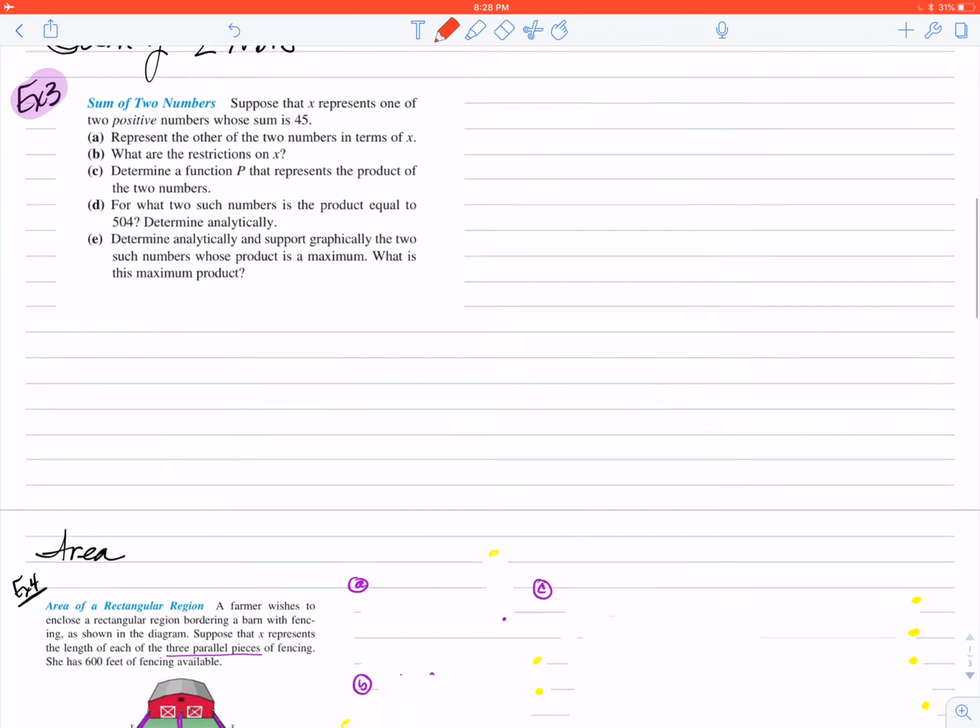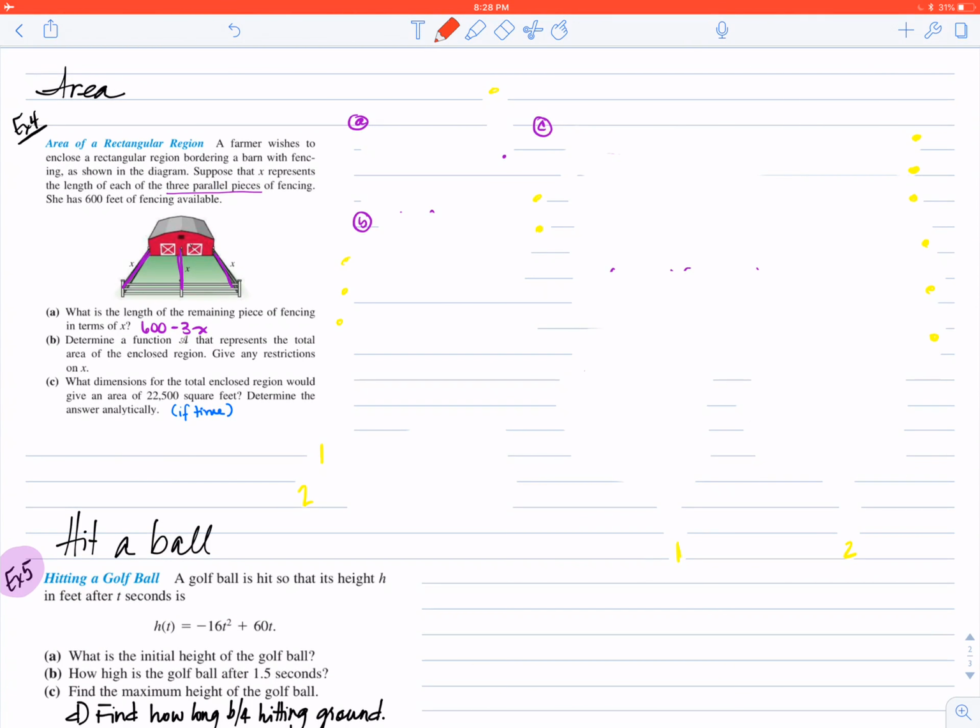And then I'd like for you to jump down to the farm question. The area of the fenced-in region. So we have a farmer. She wishes to enclose a rectangular region bordering a barn with fencing as shown in the diagram. Suppose that X represents the length of each of the three parallel pieces. You can see here that I've marked in my picture which ones are X. This one here, and this one here. And I actually just erased those, so these three are my values of X. She has a total of 600 feet of fencing available.